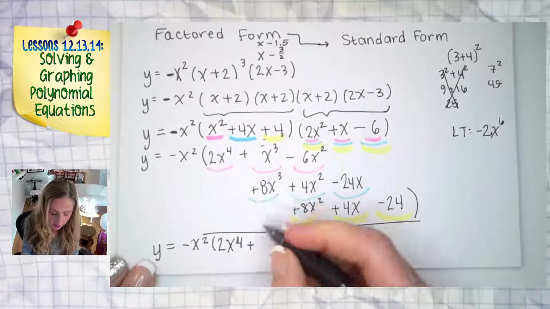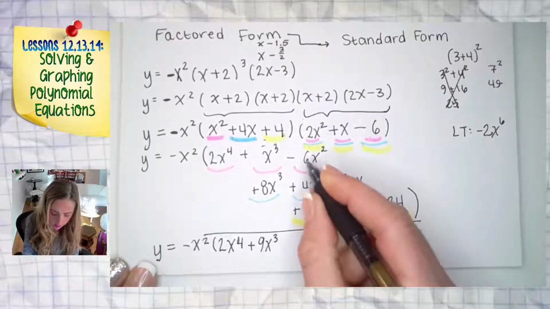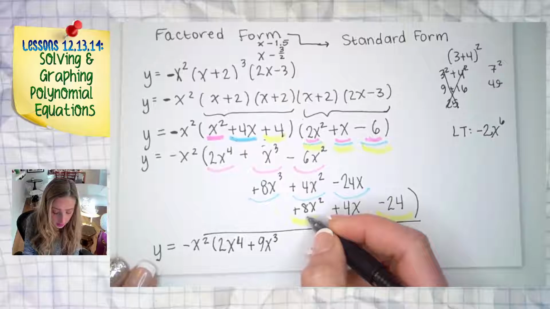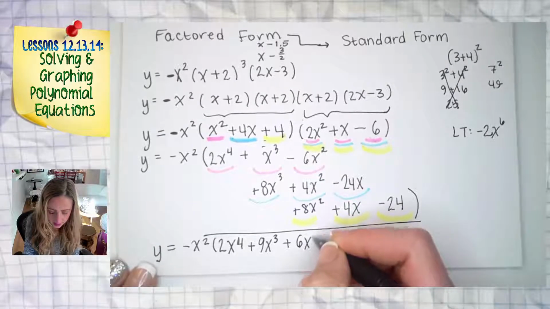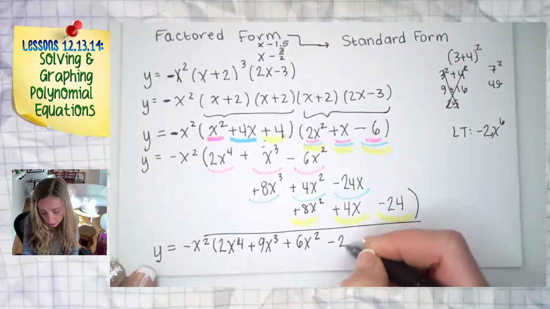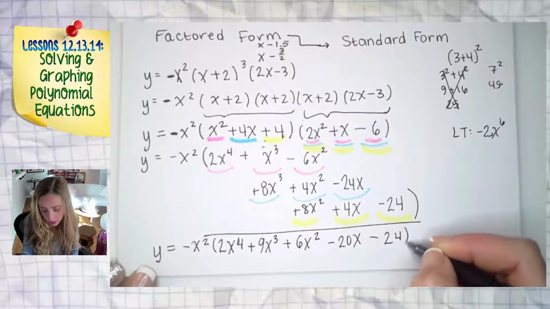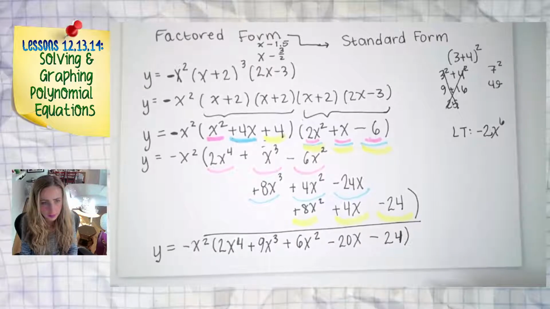Adding straight down here. No one told me what they thought it would be, but it's 9x cubed. -6 plus 4 is -2 plus 8 is positive 6x squared. Again, stop me if I make a mistake. -24 plus 4 is -20. And -24 is no one to combine with. And we're almost done. We have one more step.